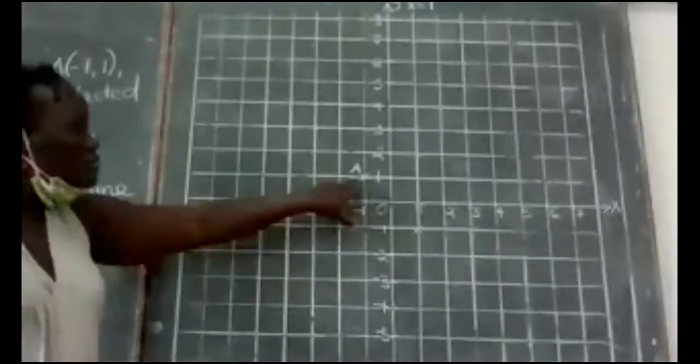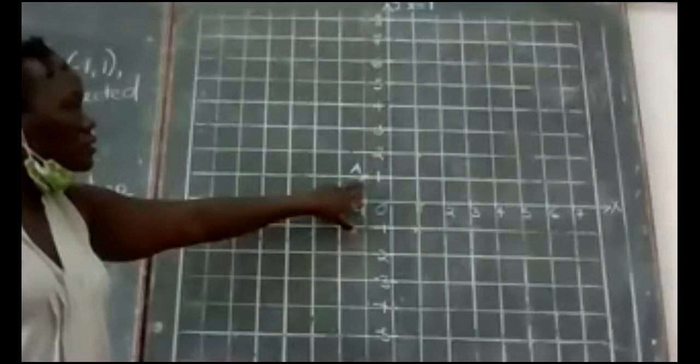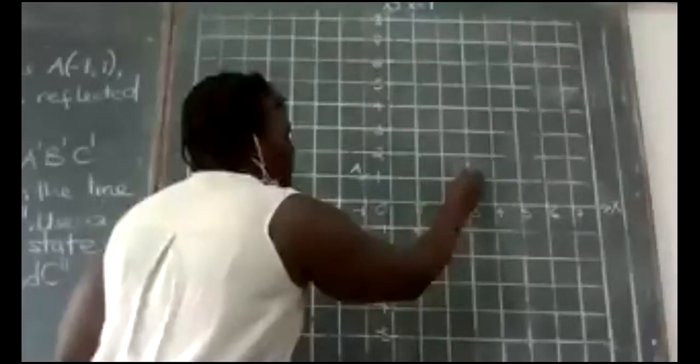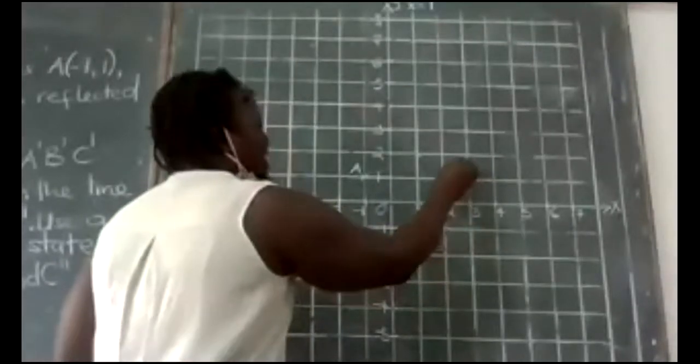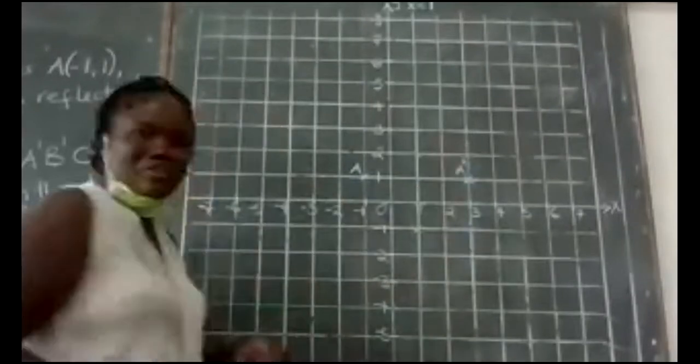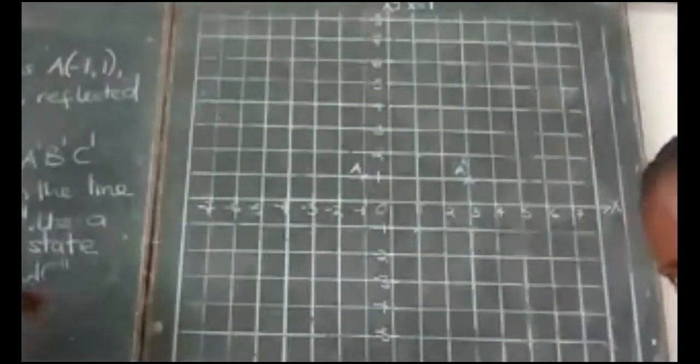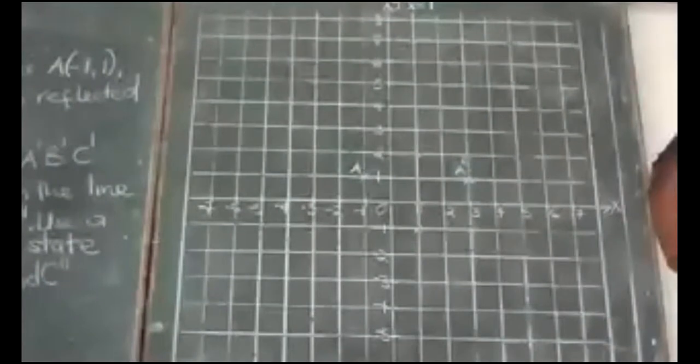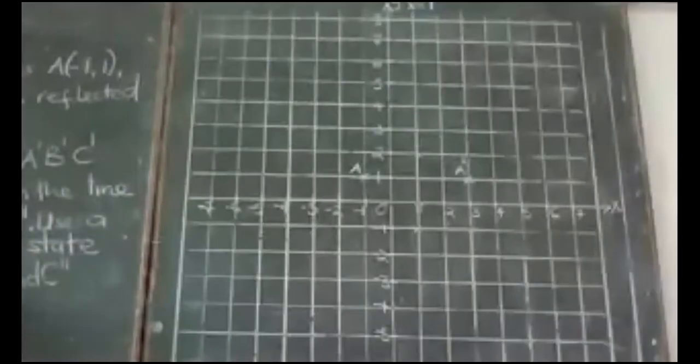Can you please reflect point A through the line of reflection x is equal to 1? A prime is 3, 1. The point, sorry, not line. Thank you. So A prime is here at 3, 1. That is the first point. So we are going to reflect the next point.